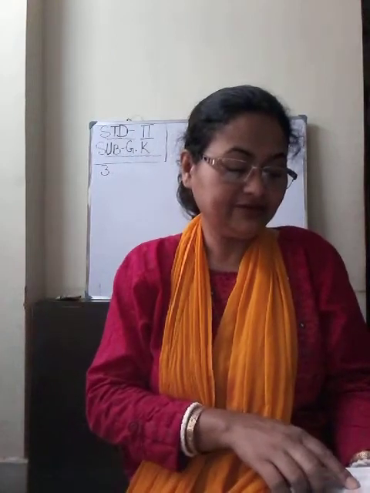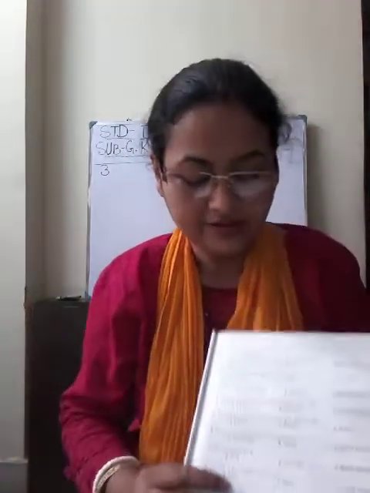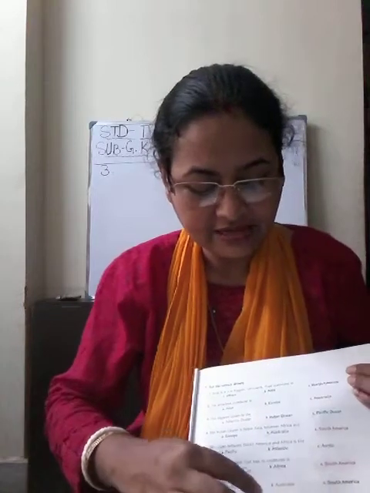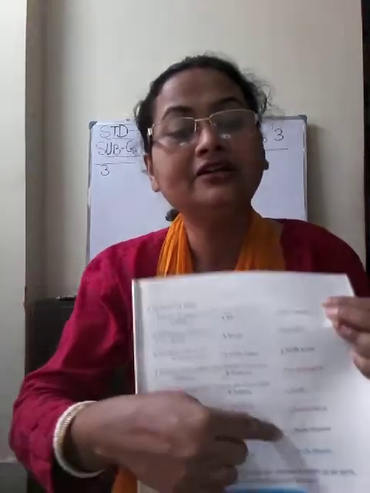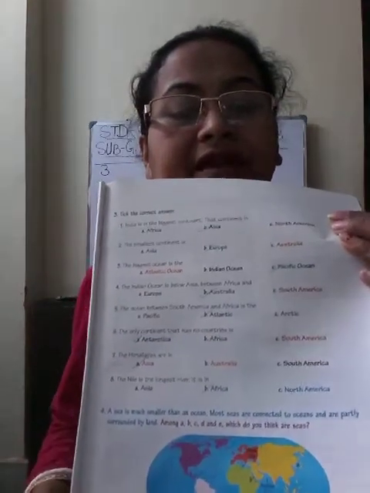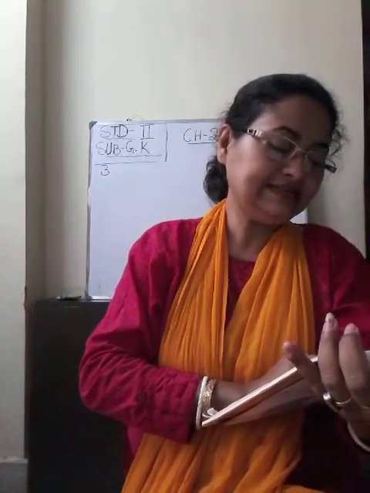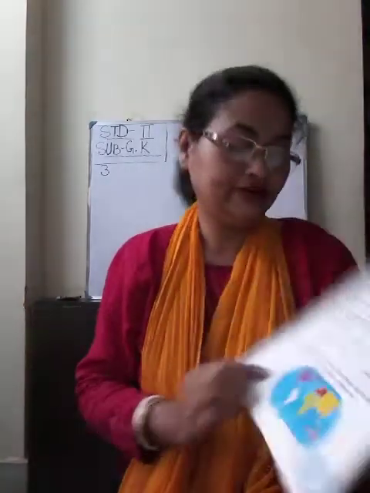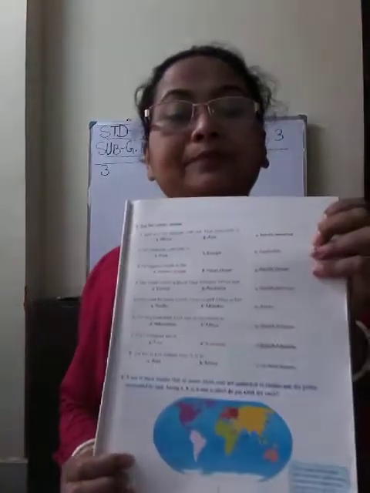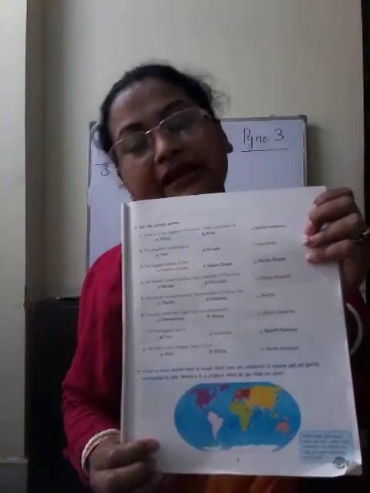See, here you can see Asia is option A, B is Africa and C is North America. Three options are given. So the B option is correct. The Nile lies in Africa. So for 8, the correct option is B. Okay.